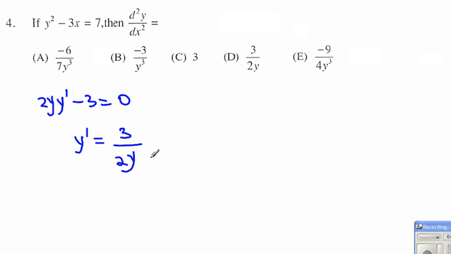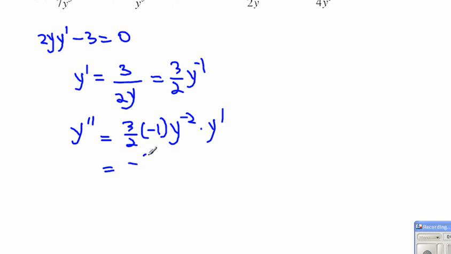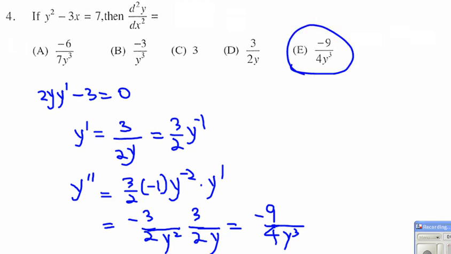We have to take the double derivative. That means if you rewrite this one, this will be equal to 3 over 2 times y to the negative 1 power. So y double prime becomes 3 over 2 times negative 1 times y to the negative 2 power multiplied by y prime. Since the chain rule is still applying, we end up getting negative 3 over 2, and then y squared on the bottom, but y prime here was 3 over 2, with y on the bottom. So therefore our answer becomes negative 9 over 4 by multiplying these values, and then y cubed is on the bottom in the denominator. So there it goes. We have our answer, choice C.